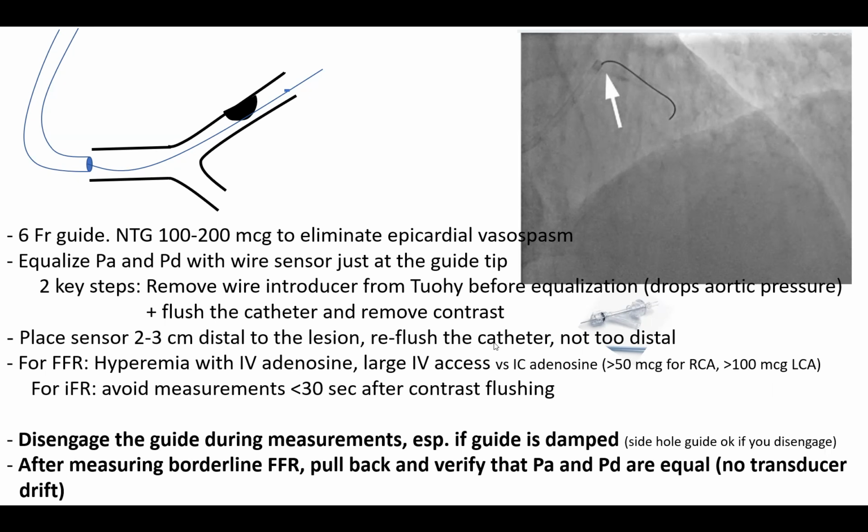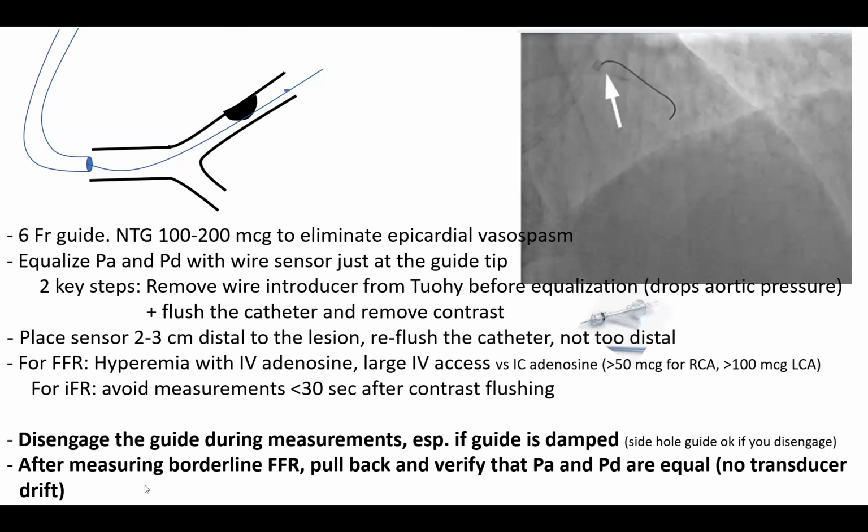And again, reflush the catheter from contrast before you do your measurement and wait at least 30 seconds after contrast if you're doing iFR. Now, for FFR, you can do hyperemia with intravenous adenosine. That's the gold standard, using a large IV access, ideally at least 18 gauge. You can use IC adenosine over 50 microgram for RCA or 100 microgram for left coronary.